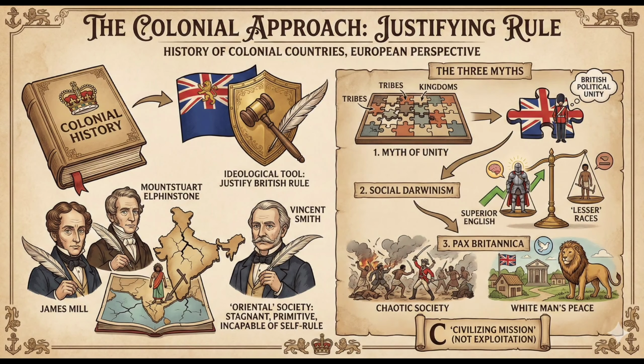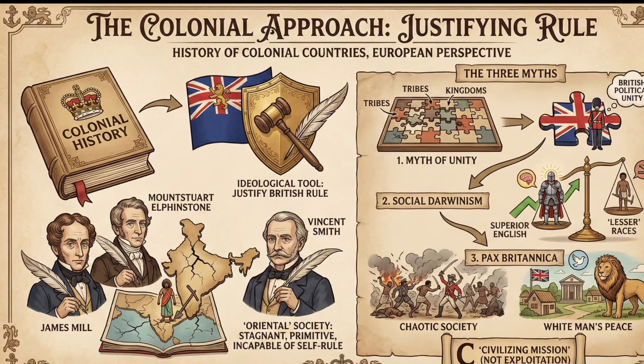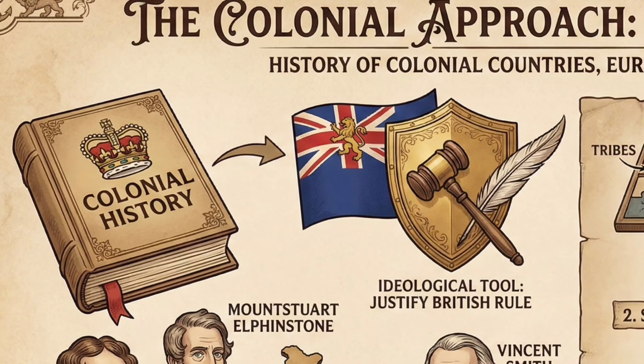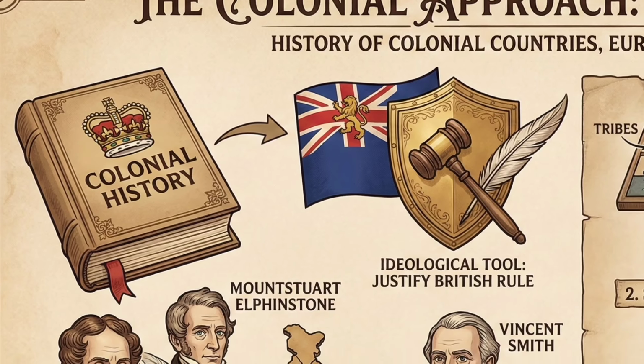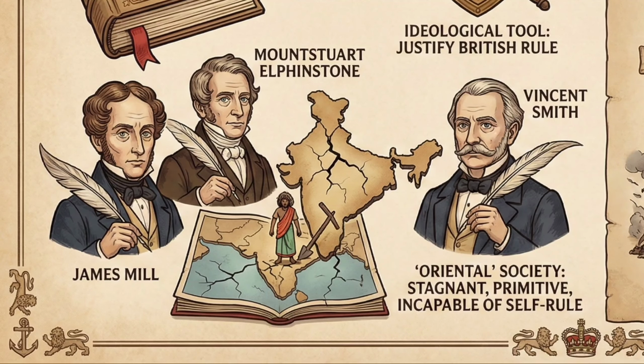The colonial approach. The earliest systematic records of Indian history were written by British officials. This is the colonial approach, and it serves two main purposes. First, it is the history of colonial countries from a European perspective. Second, and more importantly, it was an ideological tool used to justify British rule. Historians like James Mill, Mount Stuart Elphinstone, and Vincent Smith represented India as an Oriental society, one that was stagnant, primitive, and incapable of self-rule.